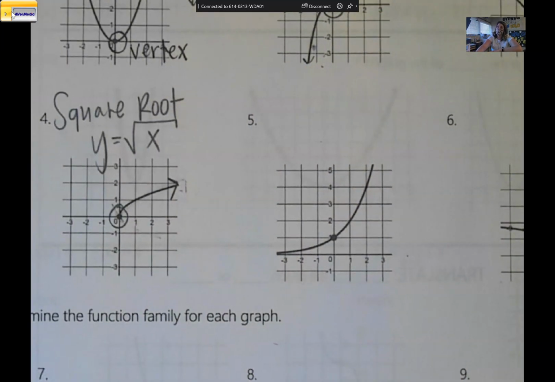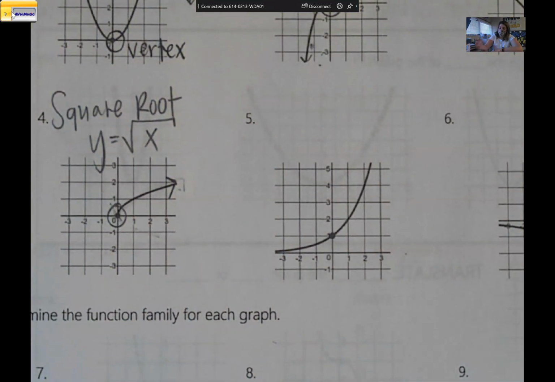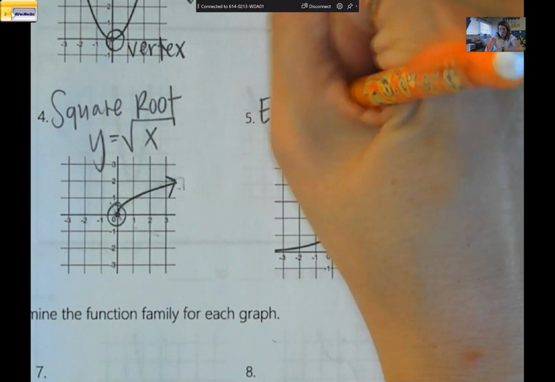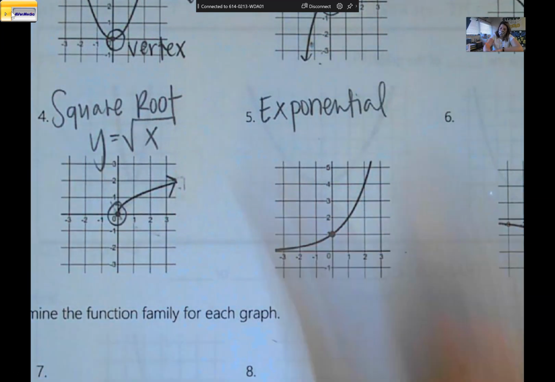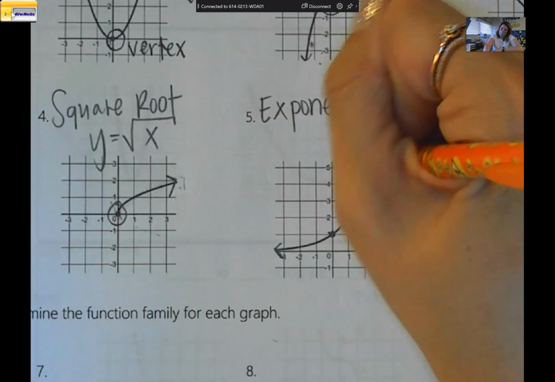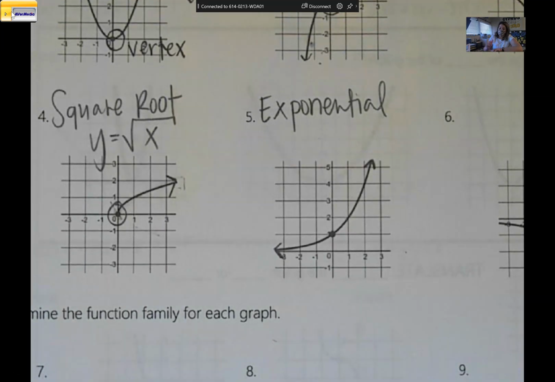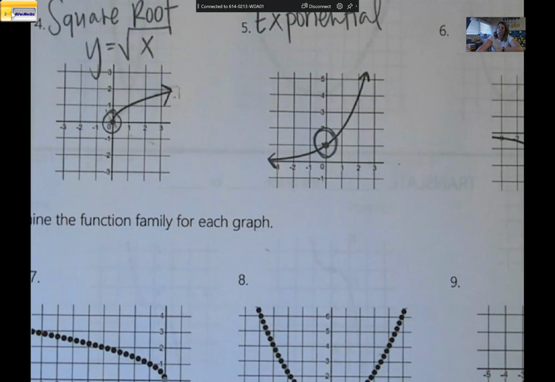Okay, we got 2 more. Number 5 is an exponential function. His family is exponential. He has arrows on both ends. He's the only one that has a vertex not at the origin. His vertex is at 0, 1.